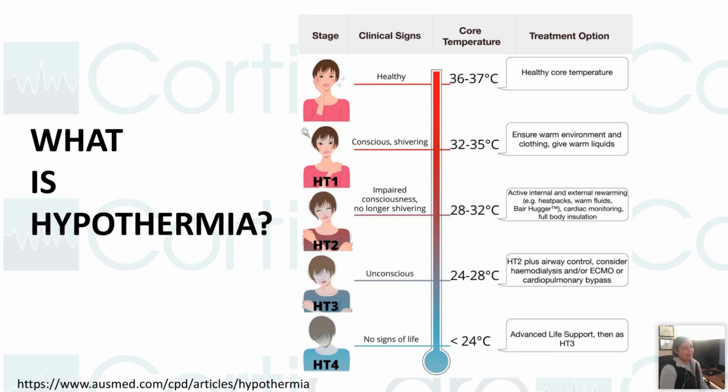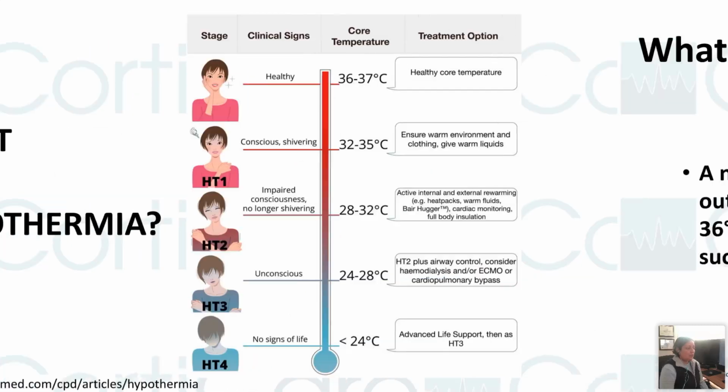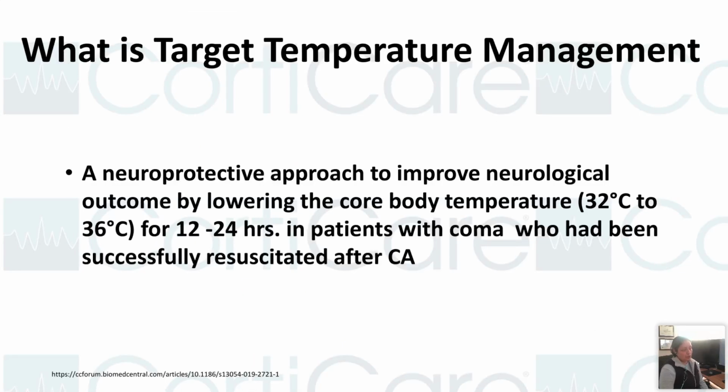During hypothermia, as the temperature drops, the patient goes from shivering to impaired consciousness, where there is absolutely no shivering. Shivering is actually trying to keep your body warm. The patient gets unconscious, and at a temperature of less than 24 degrees centigrade, there is no sign of life. And when we are doing target temperature management, this is actually a neuroprotective approach. This is to improve the neurological outcome by gradually lowering the body temperature to between 32 and 36 degrees.